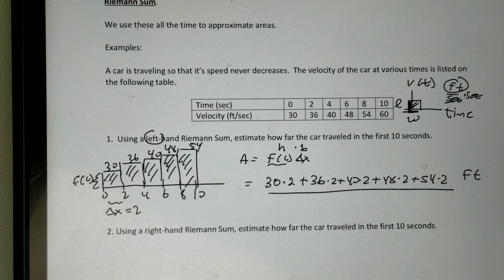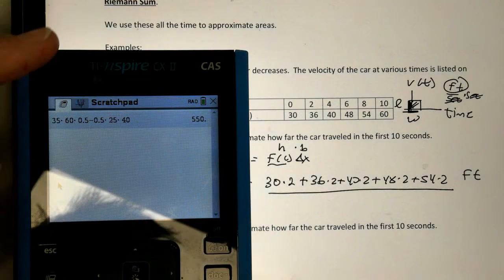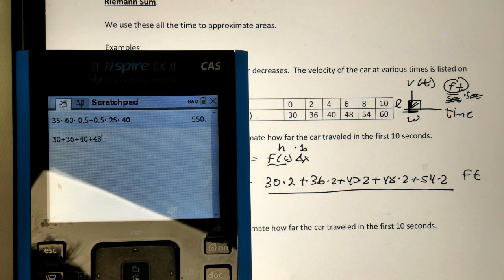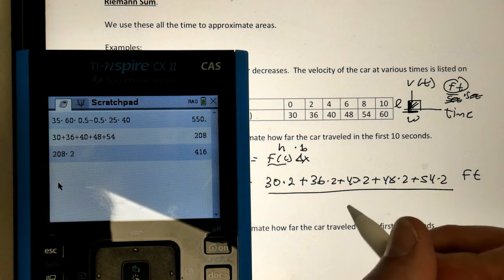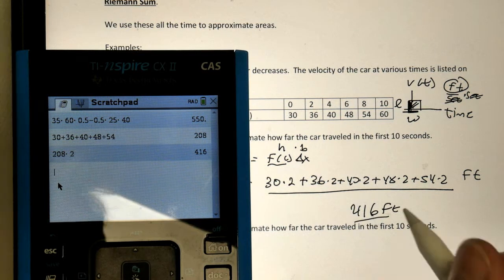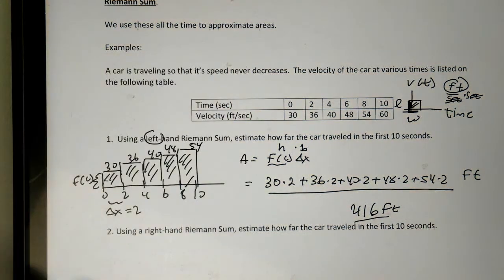And if we add them all up together, one thing I can do is just use my calculator: 30 plus 36 plus 40 plus 48 plus 54, enter, and I multiply that by 2, and I get 416 feet. You don't have to simplify it, but it's kind of cool to do sometimes.